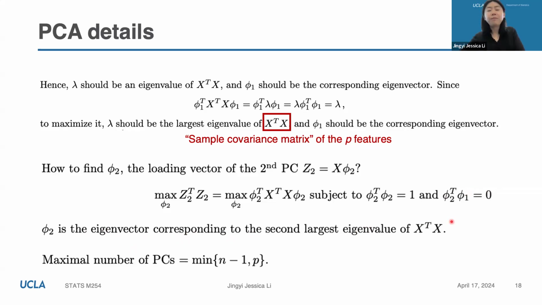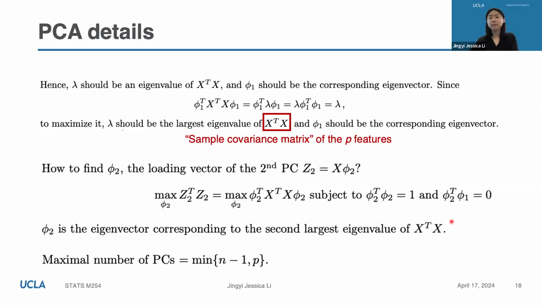Finally, how many PCs can we have if we don't stop and just go to the next PC, and the next PC? It's the minimum of these two numbers, n-1 and p. So if your n is very large, then it's just p: you can have p original features, p PCs. But if you have a very small number of observations, which in statistics we call the sample size n, then you may not be able to go that far. But in our single cell data, I don't think that's a problem, especially since we only kept 2,000 genes in the previous step, so you will most likely have more than 2,000 cells.